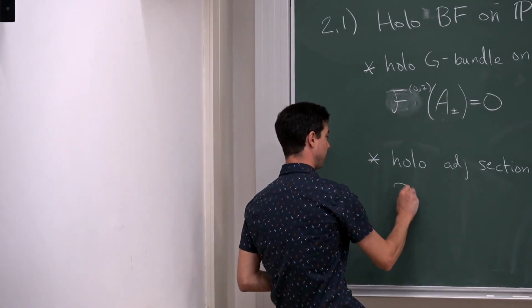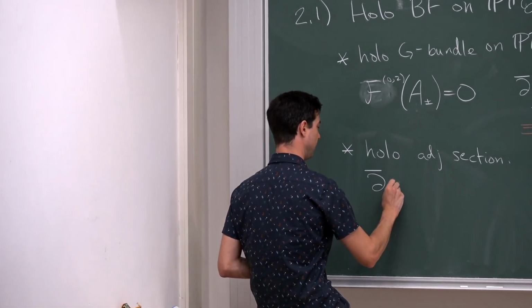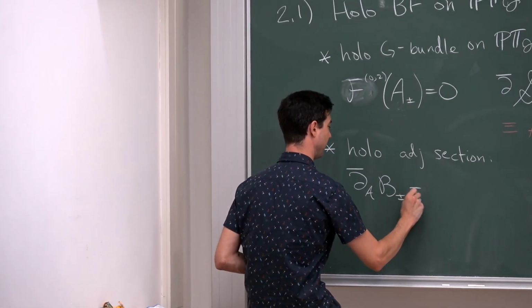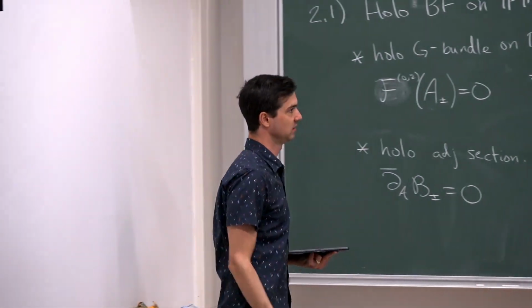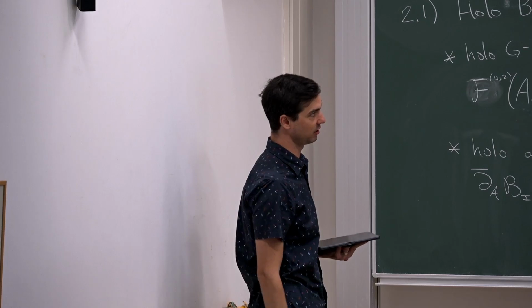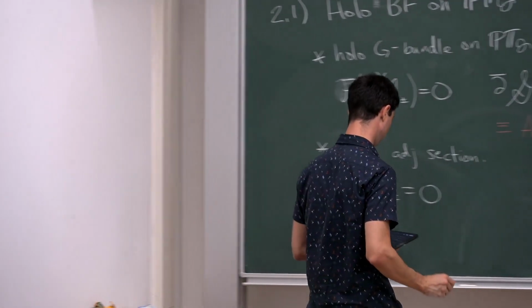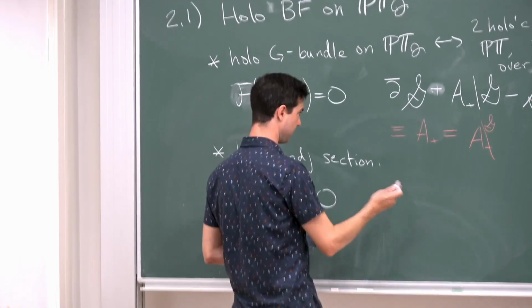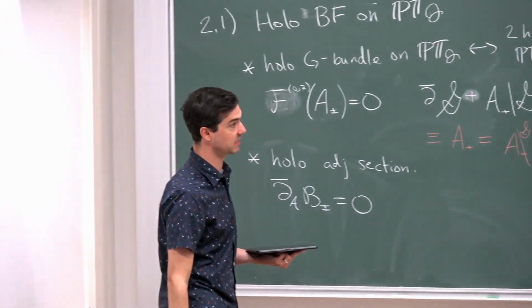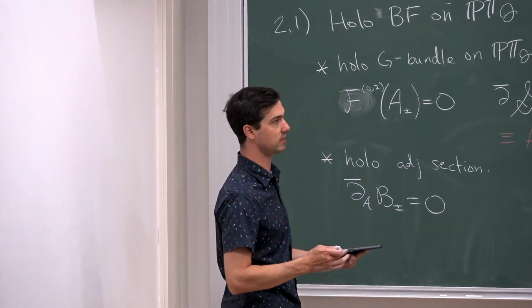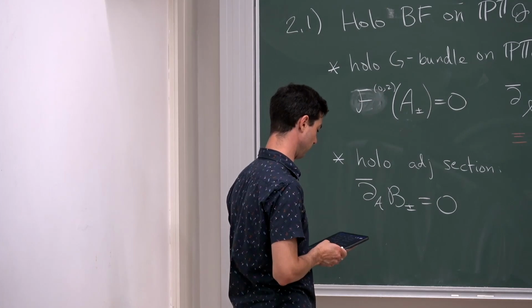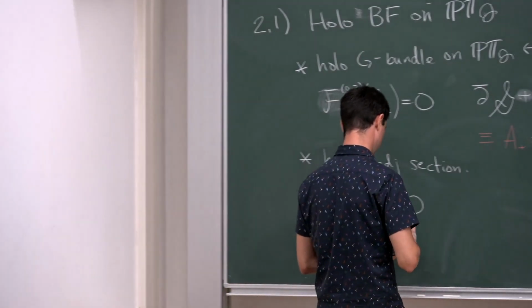Okay, we can do the same thing for our B field. We're going to have B plus and B minus. It's kind of just copy and pasting that formula and throwing on some pluses and minuses. And we want them to agree in some sense over this overlap so that we can have some holomorphic section over everything.